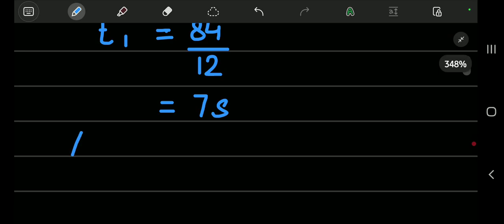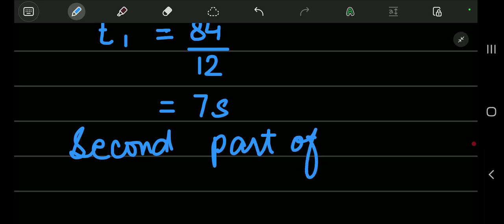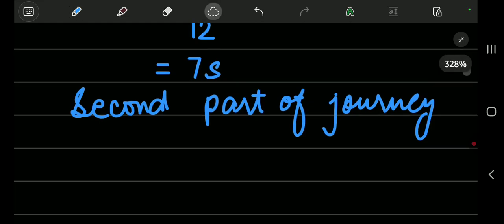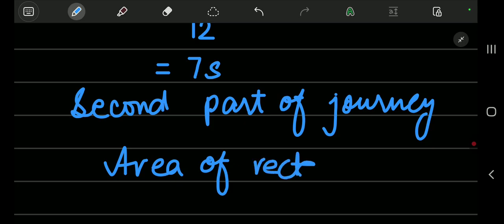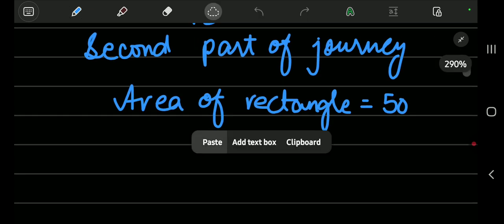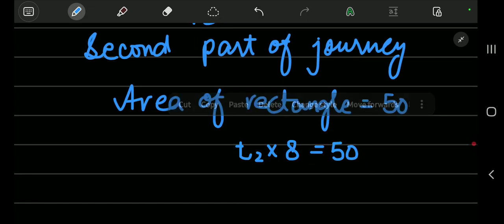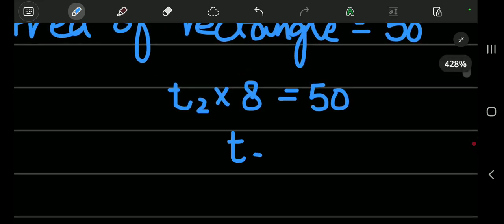Second journey. Area of rectangle equals 50. So T2 times 8 equals 50, and T2 is equal to 50 over 8, and that is 6.25.